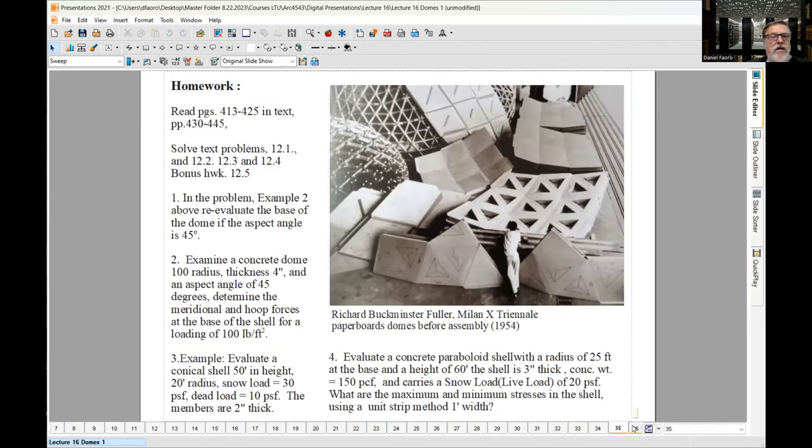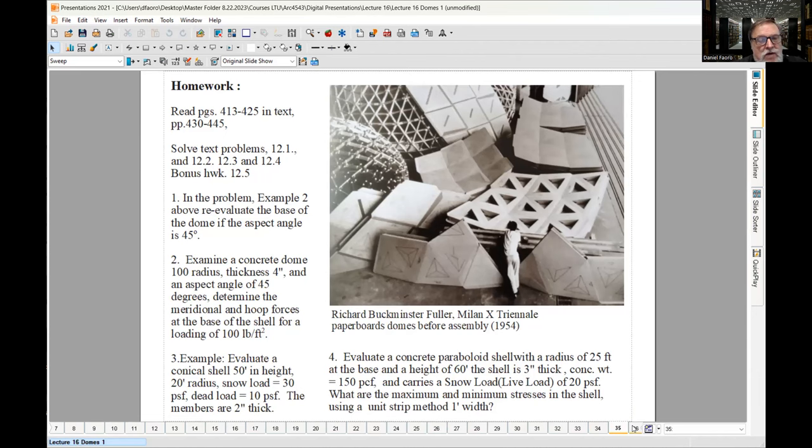All right, homework, textbook, roughly the 400 sections, 413, 425, 434, 45. These are from the references from the book, 12.1, 12.2, 12.3, 12.4, and a bonus, but those were recreated for you. They're in Canvas already, pasted in, so you know what the equations are. And the problem, example two above: reevaluate the base of the dome if the aspect angle goes to 45 degrees.